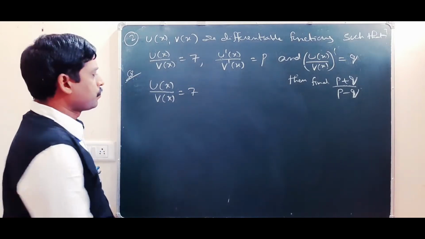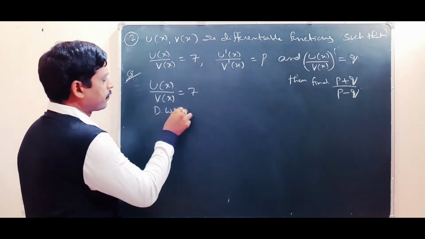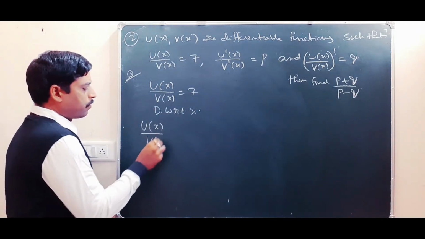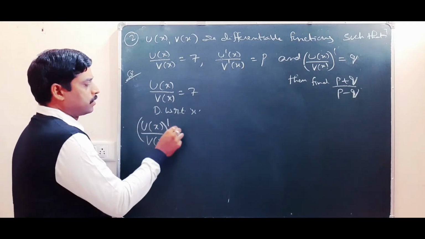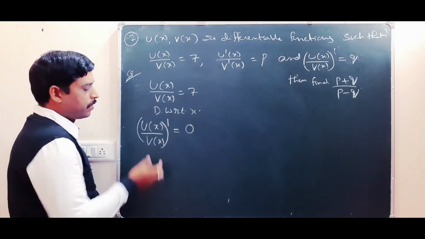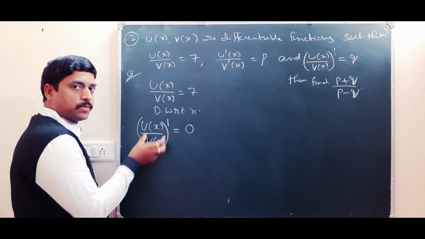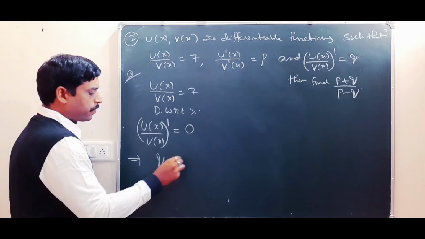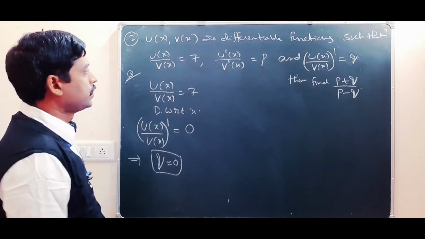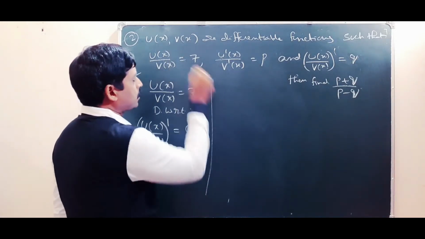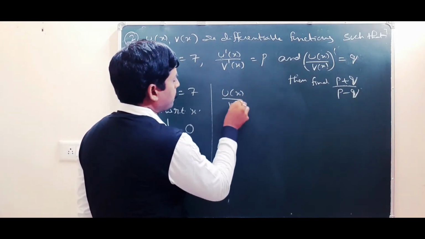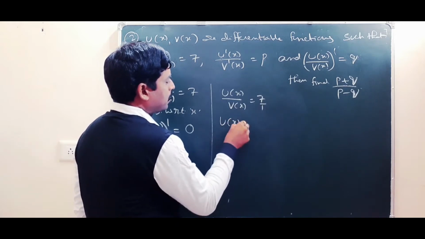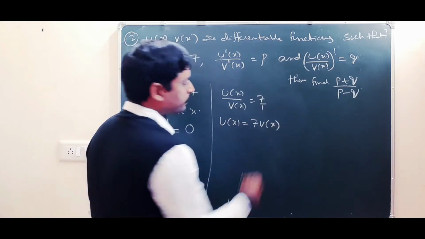Now differentiation on both sides with respect to x. Differentiation of u of x by v of x whole dash is equal to the differentiation of a constant, 0. u of x by v of x whole dash value is given as q. Okay, q is equal to 0. We got q value 0. Now let us take u of x by v of x is equal to 7. So let us do cross multiplication: u of x is equal to 7 times v of x.